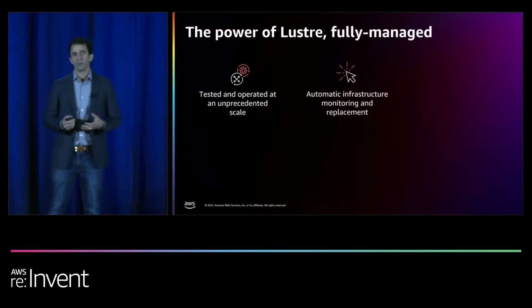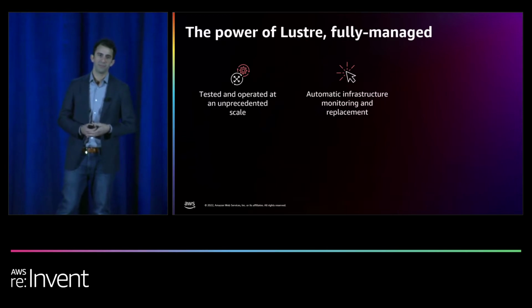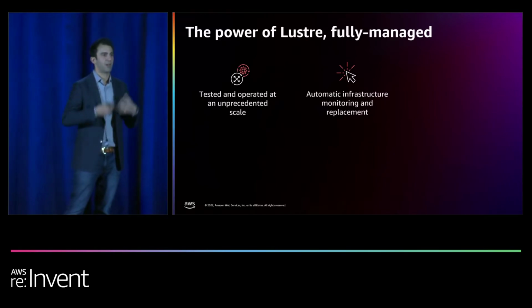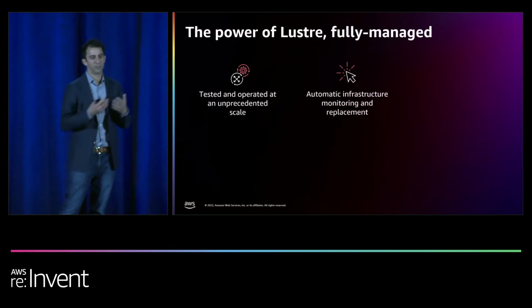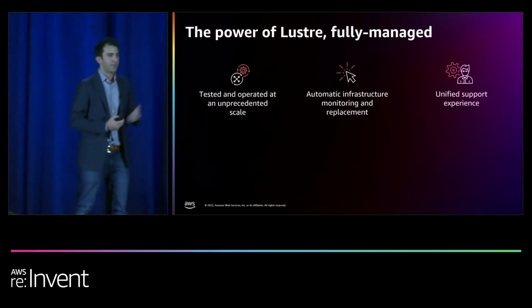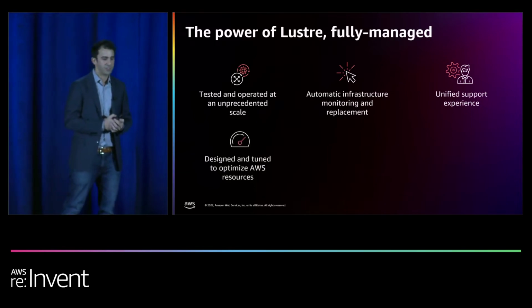We also monitor all of the hardware that underpins our Lustre file systems. So if there's a hardware failure, we'll automatically detect it. We'll automatically replace servers or disks to make sure that your file system is operating in a healthy way. Of course, we have unified support along with the rest of our services.